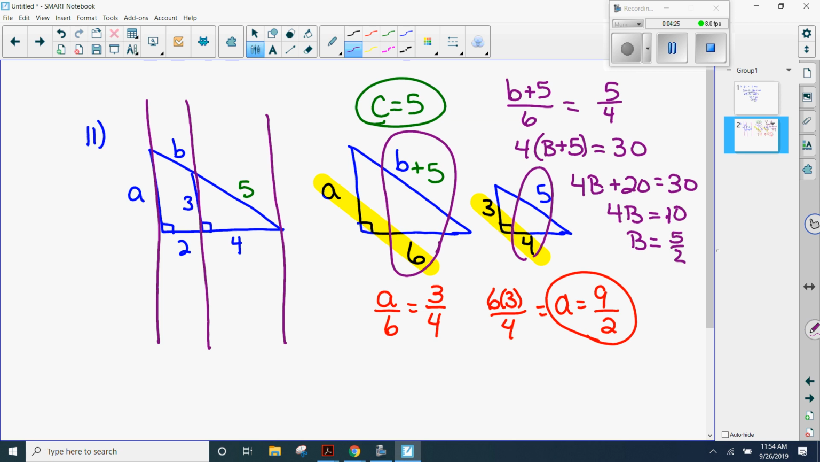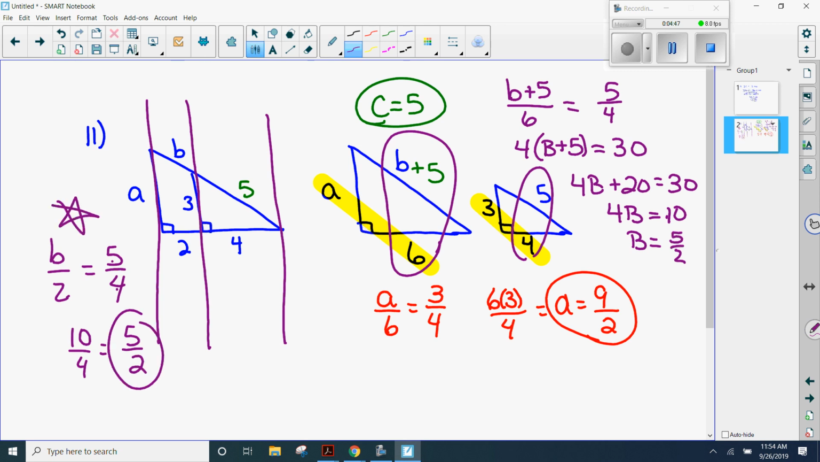So that's why I just put these parallel lines right here. If you can visually have your parallel lines cut by your transversals, all you do is you have B over 2 is equal to 5 over 4, cross multiply and divide. So you have 10 fourths, which reduces down to 5 halves. I prefer to do this method right here instead of that over there. It's really how I choose to solve it.